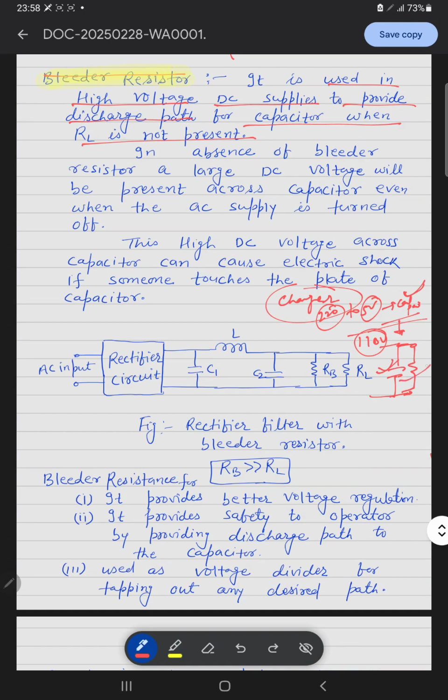then it will discharge through the load, and when we remove the load, it means the capacitor holds the charge. When someone touches this circuit, it will be a shock. That's why we use the bleeder resistance.